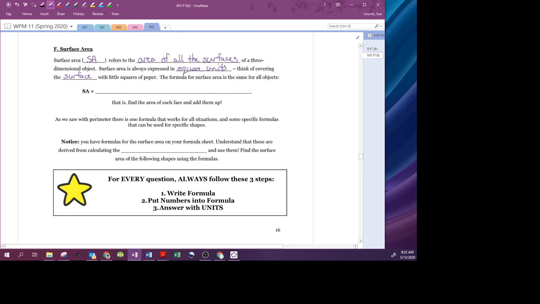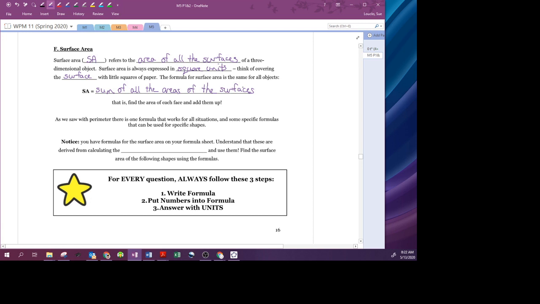It is the sum of all the areas of all the surfaces. That is, you find the area of each face, each side, each surface, and add them all up. As we saw with perimeter, there's one formula that does work for all situations, which is this one. It's the sum of the areas of all the surfaces. Figure them out, add them up.